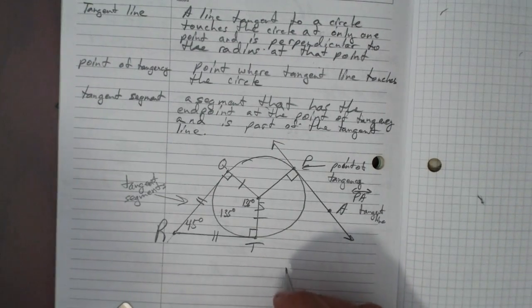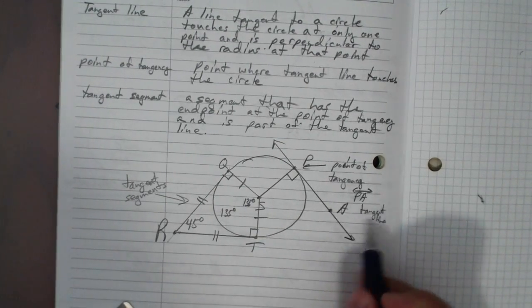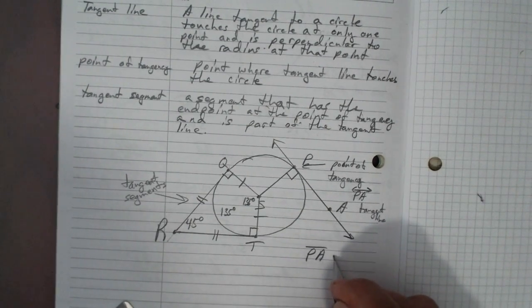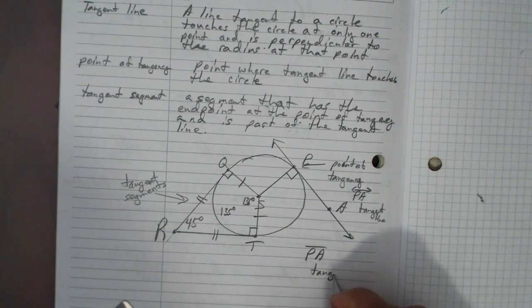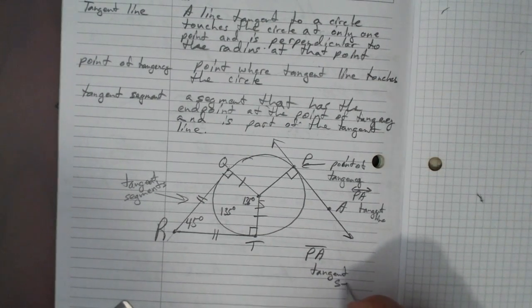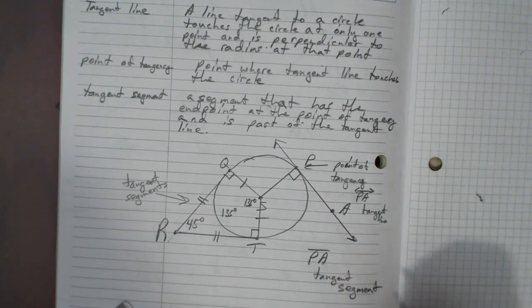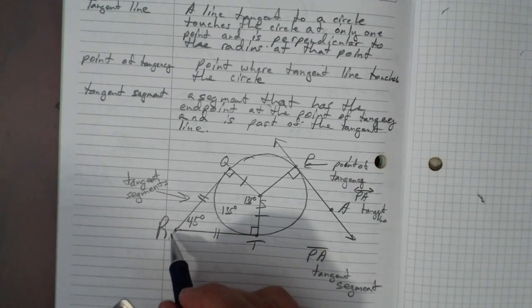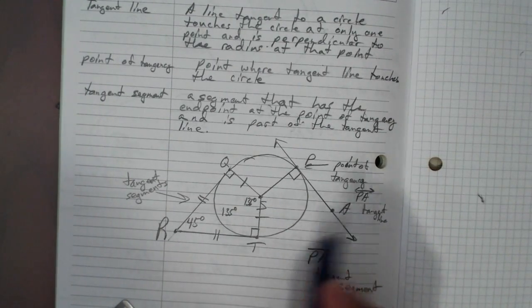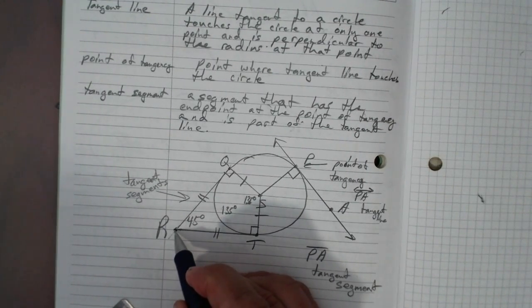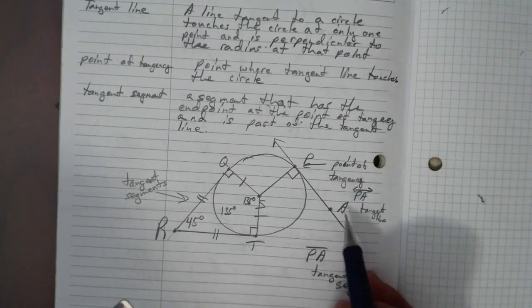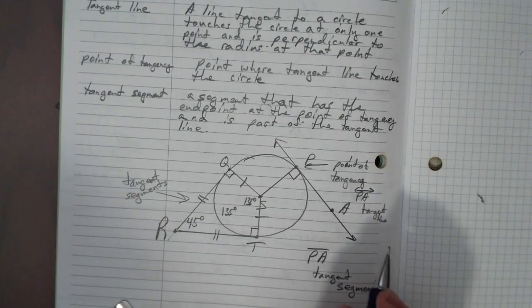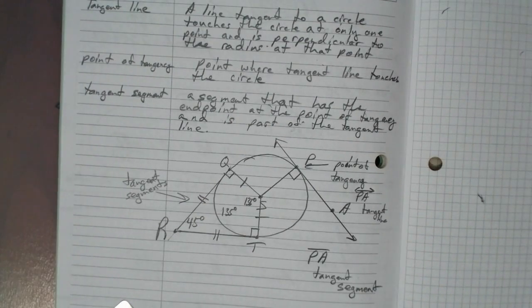So if we have a tangent segment up here too, PA is also a tangent segment. Okay? So we have tangent segments QR and RT, and those are shared. They share a point R, so they're congruent. PA is not part of that group, so PA is not congruent to RT. We don't know anything about that. All right.